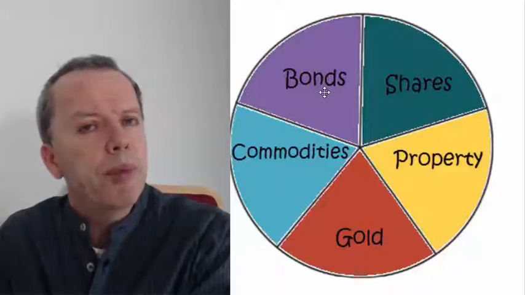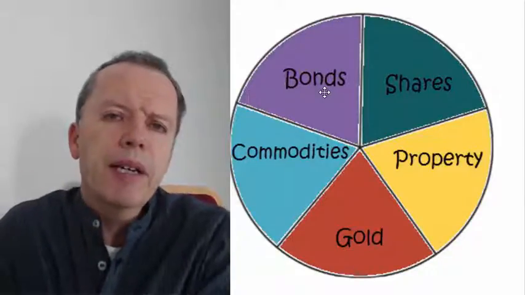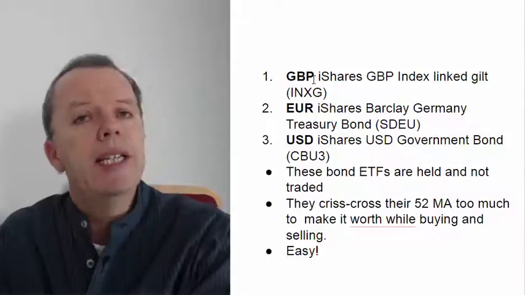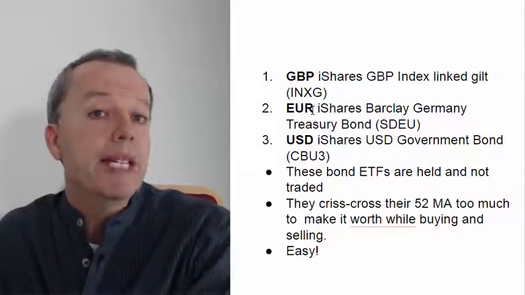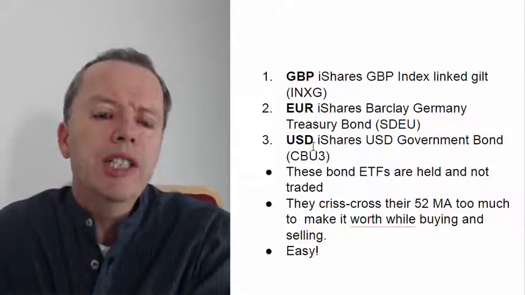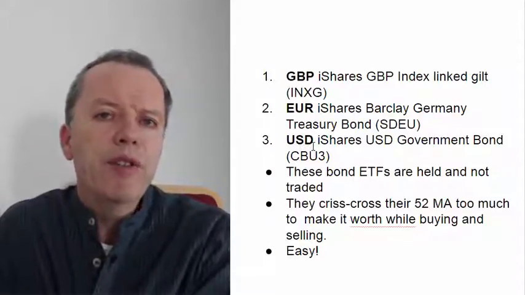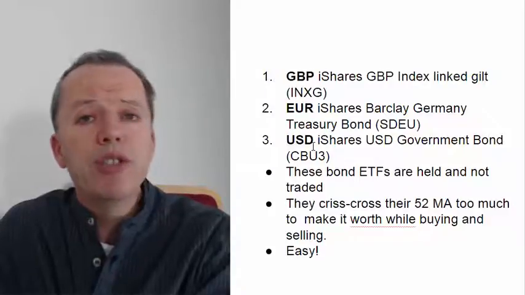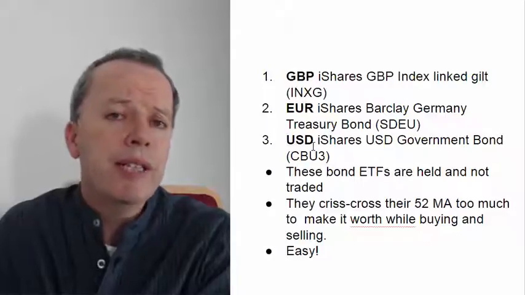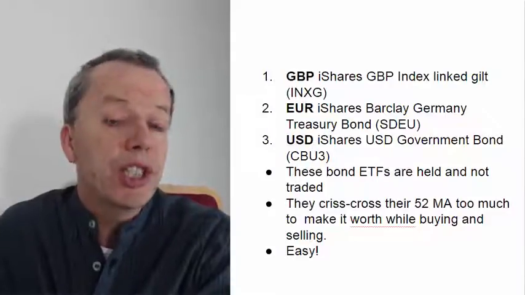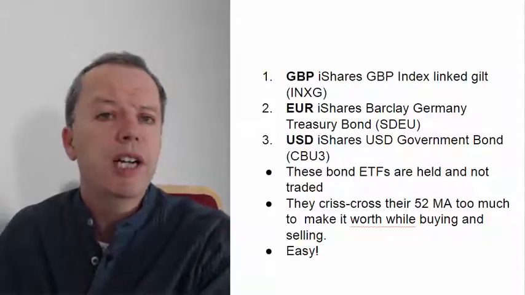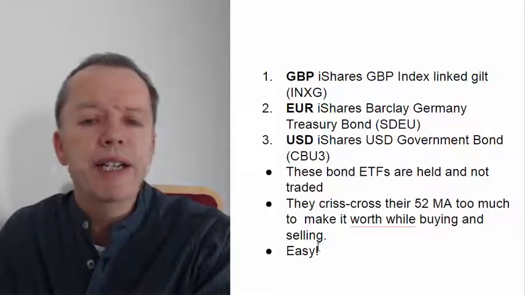Now, the bond ETFs that I use are run by iShares, and there's one that's denominated in pounds, one that's denominated in euros, and one that's denominated in US dollars, because I just have 3 different bond funds to have exposure to. I don't trade them, so I don't come in and out of the market with these funds because they tend to chop around their moving averages too much, so I just stay exposed to bonds. So I don't do anything with those.